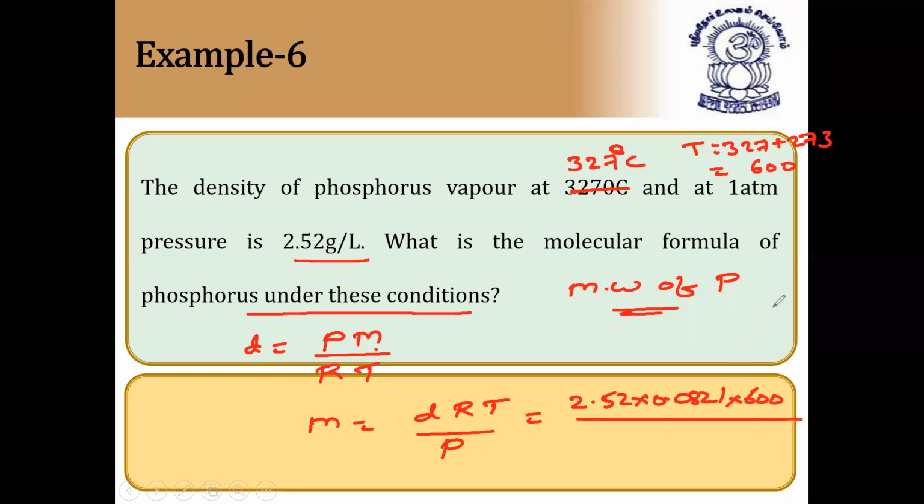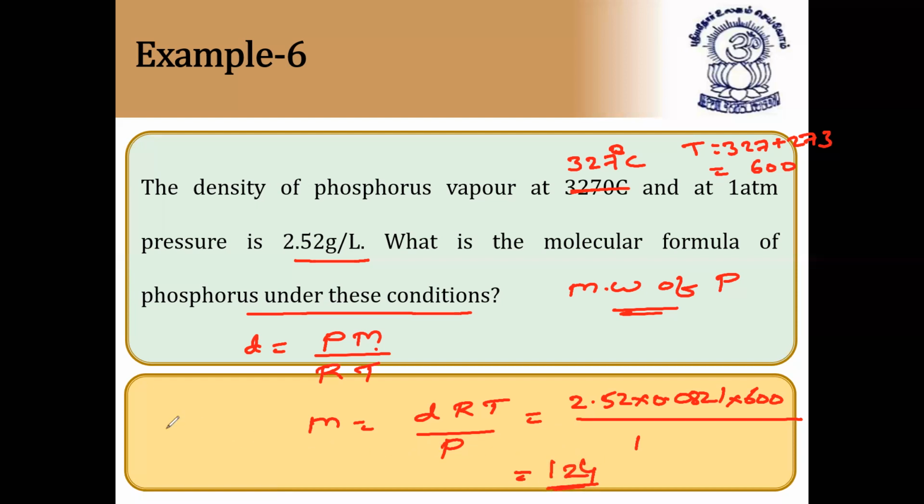divided by pressure. Pressure is given how much? 1 atmosphere. So straight away 1. So if you multiply this, you'll get the answer. I'm doing the calculation now. 2.52 into 0.0821 into 600 is equal to 124, approximately 124.